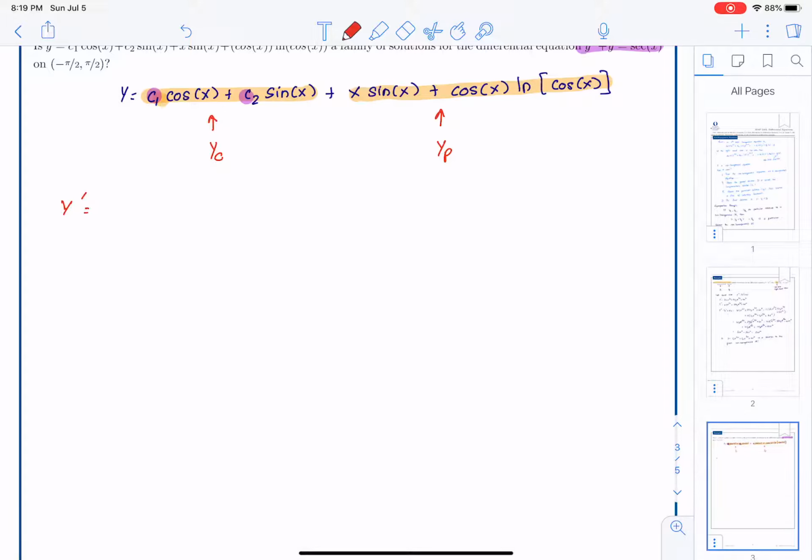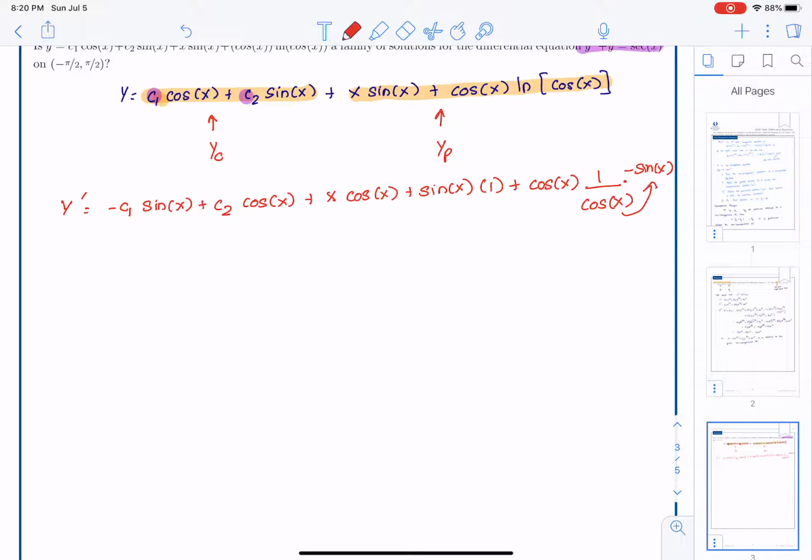So y prime is negative c1 sine x plus c2 cosine x. I have to use product rule here. x cosine x plus sine x times the derivative of x, which is 1. Product rule again. Cosine x. Derivative of ln of cosine x is 1 over cosine x multiplied by the derivative of cosine x, which is negative sine x. That is the chain rule. We still have one part left, ln of cosine x multiplied by the derivative of cosine x, which is negative sine x.